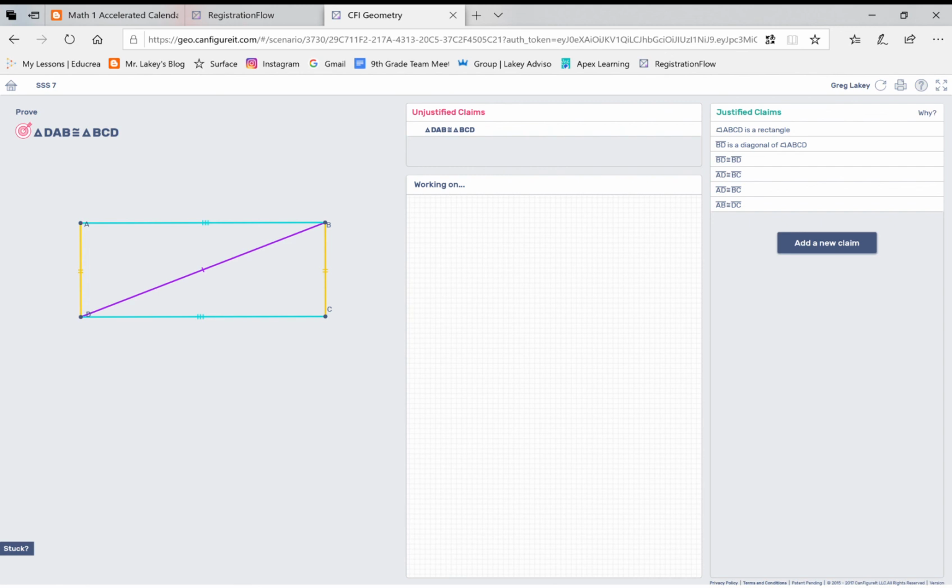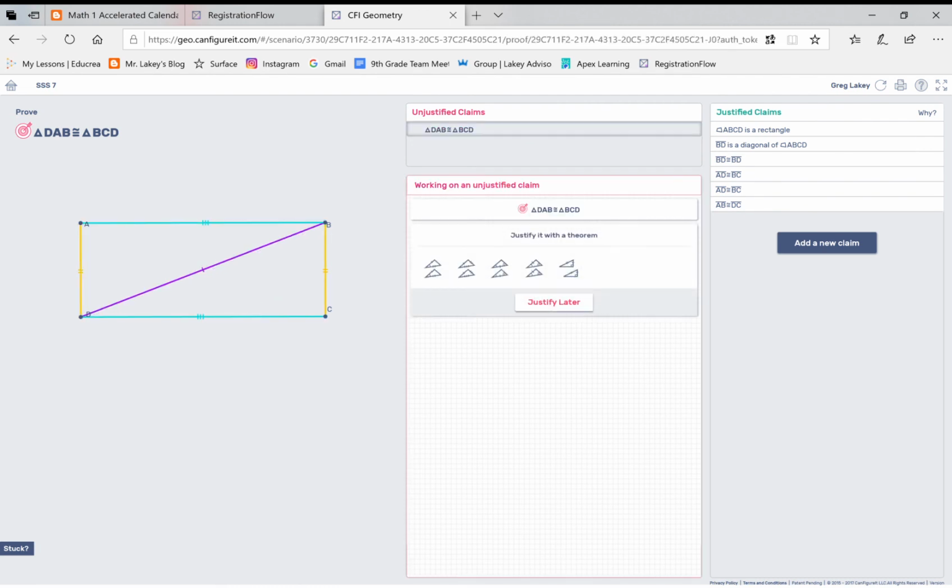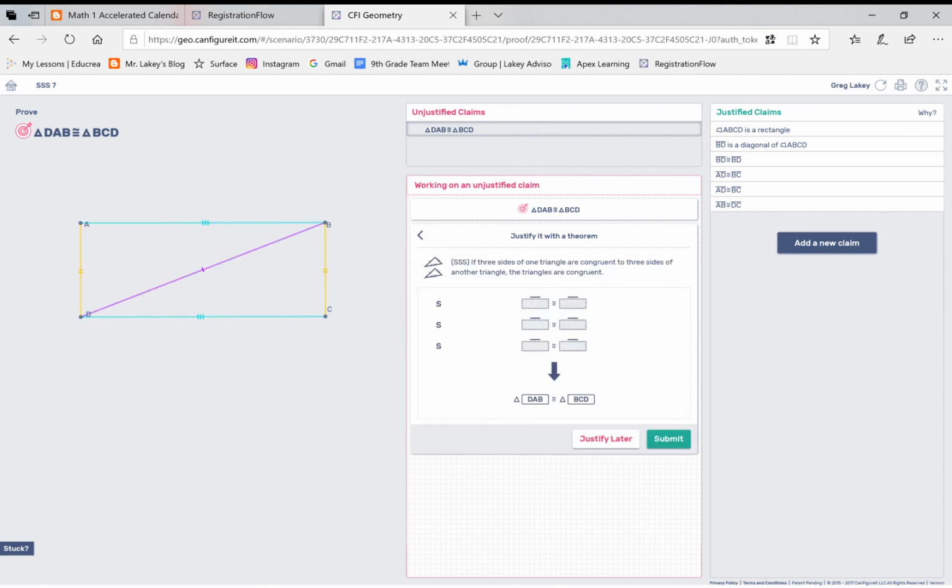Right? So now let's click on the unjustified claim. Now, which one of those options makes sense? The second one, right? Side, side, side. But this is where you got to pay attention. Remember, for the angles, if you named it incorrectly, it wouldn't work. It's the same thing for your triangles. Your sides have to be lined up exactly.